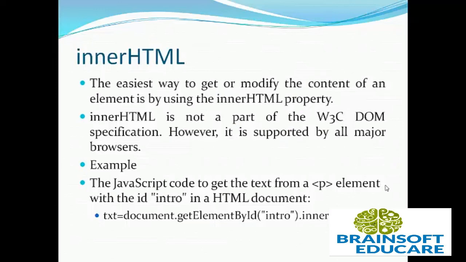For example, the JavaScript code to get text from the p element, where the id is intro, in an HTML document. We can access this text using document.getElementById. We are passing the id into this function as a parameter, dot innerHTML, and storing the text in the txt variable. So now the txt variable contains the value of the element.